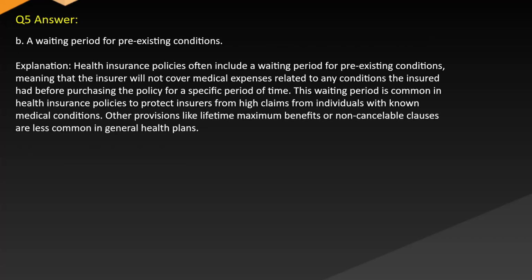Answer. B. A waiting period for pre-existing conditions. Explanation. Health insurance policies often include a waiting period for pre-existing conditions, meaning that the insurer will not cover medical expenses related to any conditions the insured had before purchasing the policy for a specific period of time. This waiting period is common in health insurance policies to protect insurers from high claims from individuals with known medical conditions. Other provisions like lifetime maximum benefits or non-cancelable clauses are less common in general health plans.